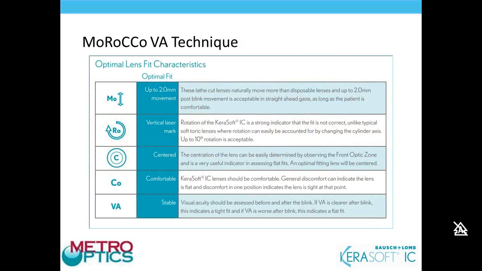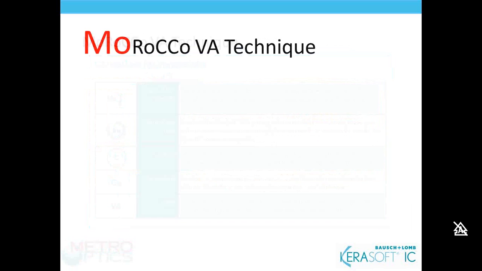So what is this Morocco VA technique? Morocco VA is this acronym that stands for movement, rotation, centration, comfort, and visual acuity. And all of them taken together create this dynamic assessment. So let's break this down to each of the steps.